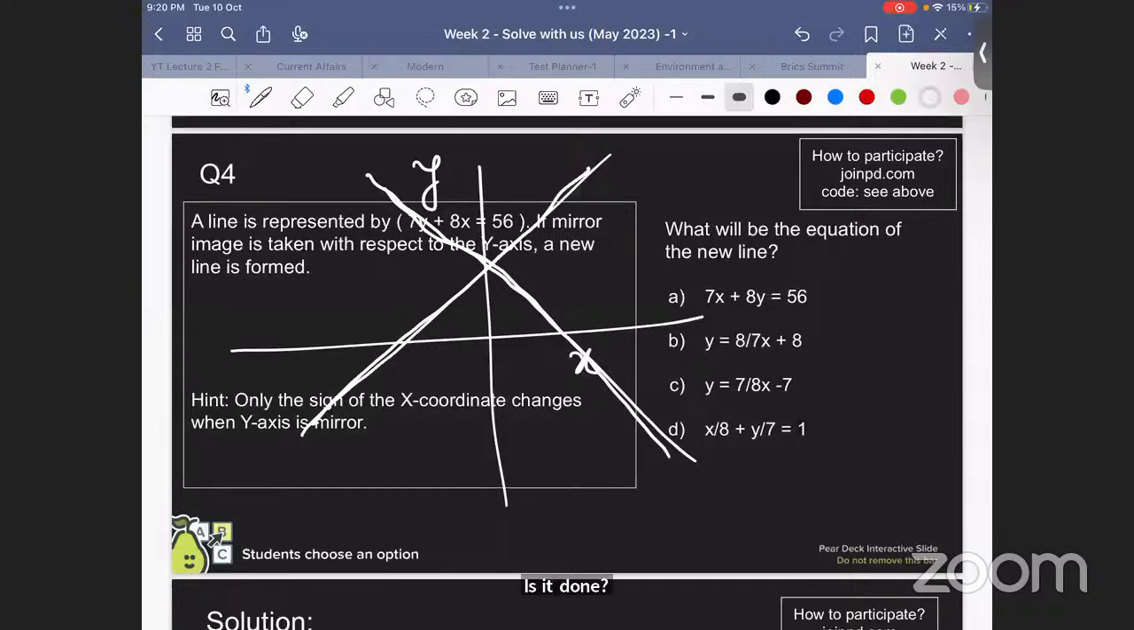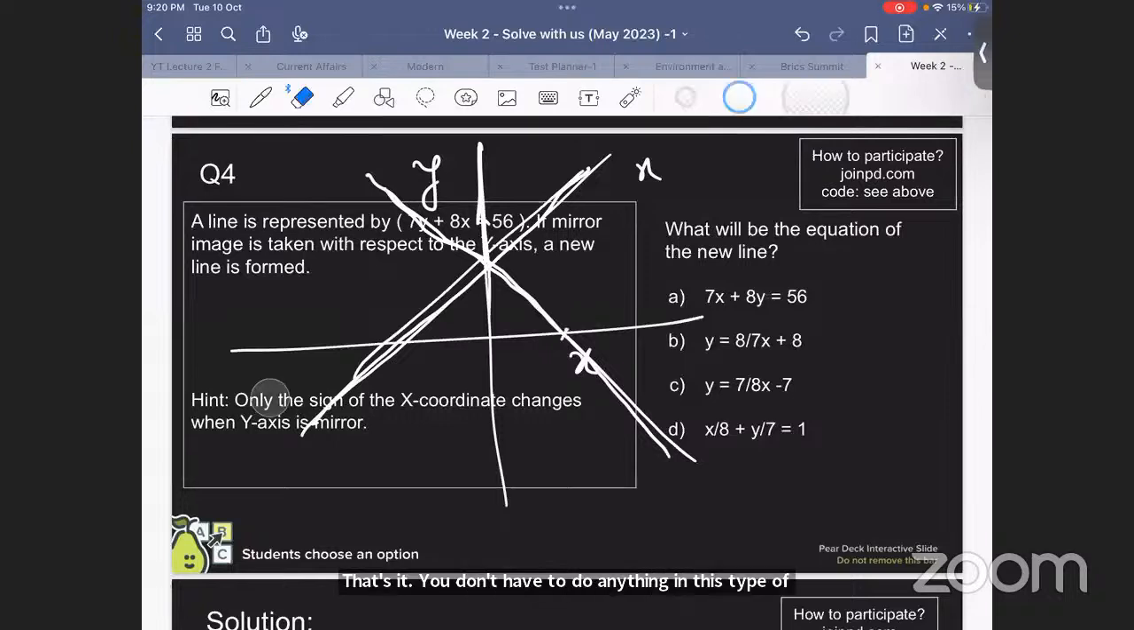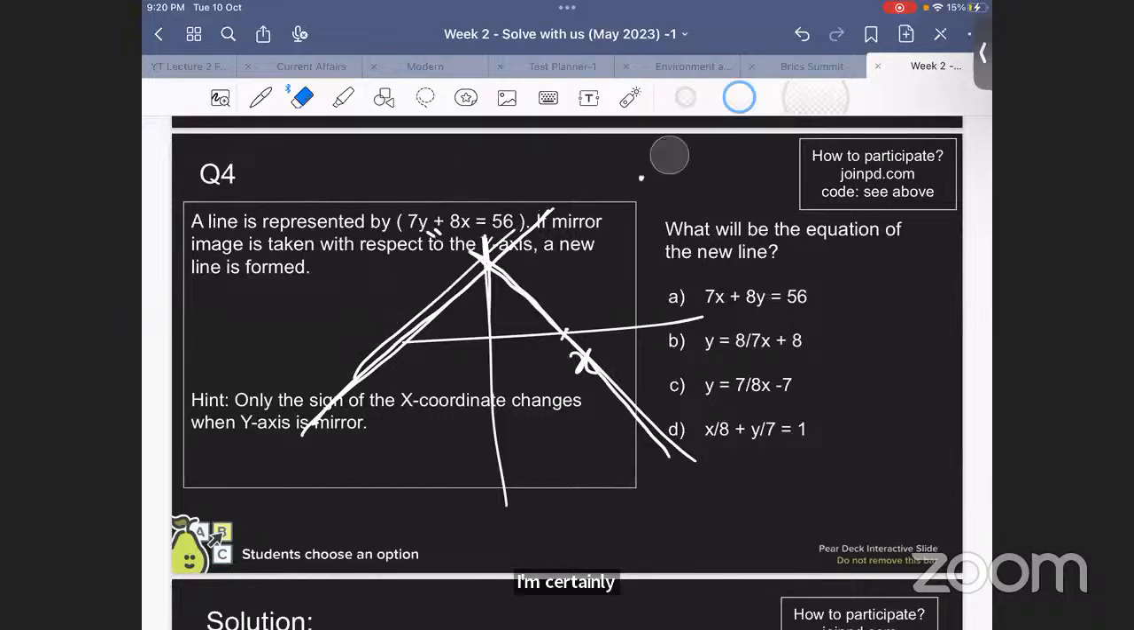See, only the intercept. Whenever you are taking this, just write this equation in the form of intercept form and change the value of the intercept. That's it. You don't have to do anything else in this type of problem. The answer will be pretty simple. I'm not going to discuss this.